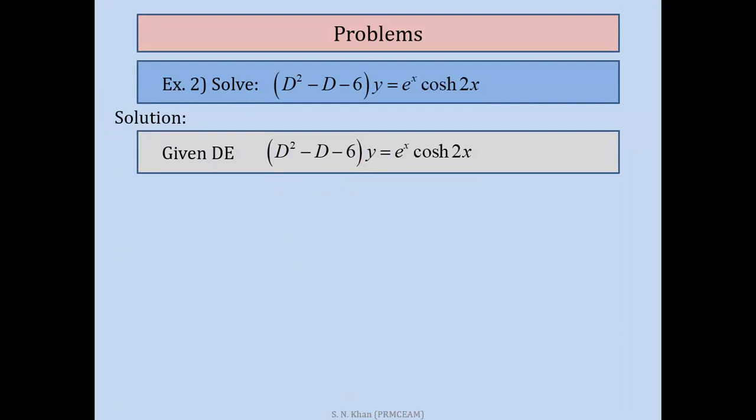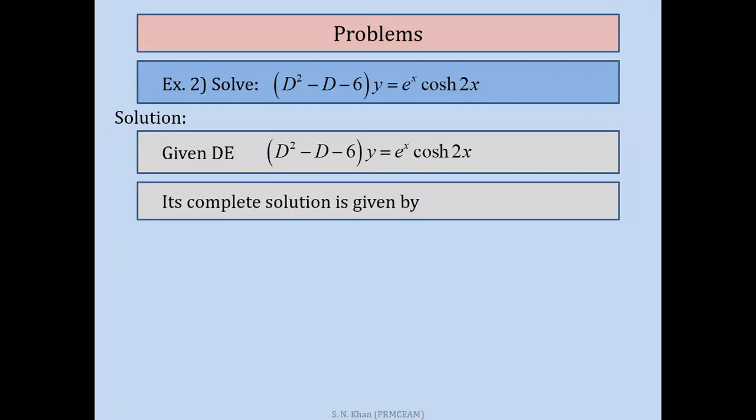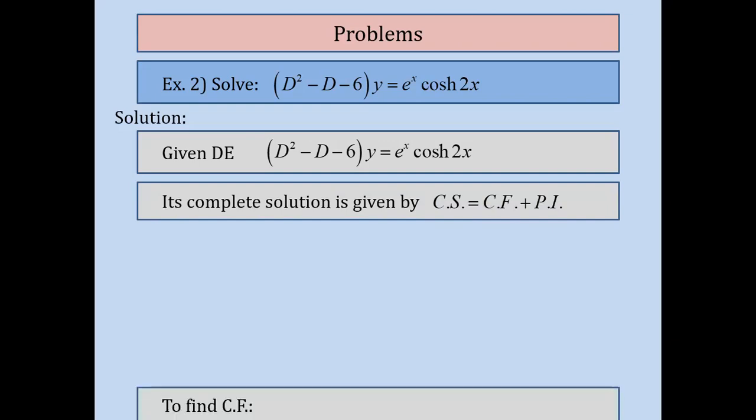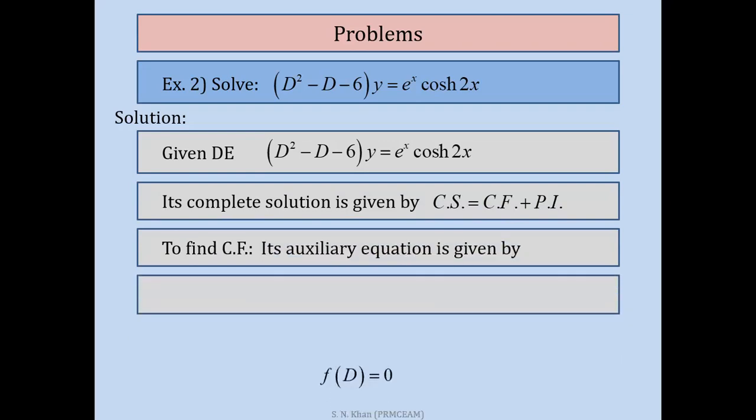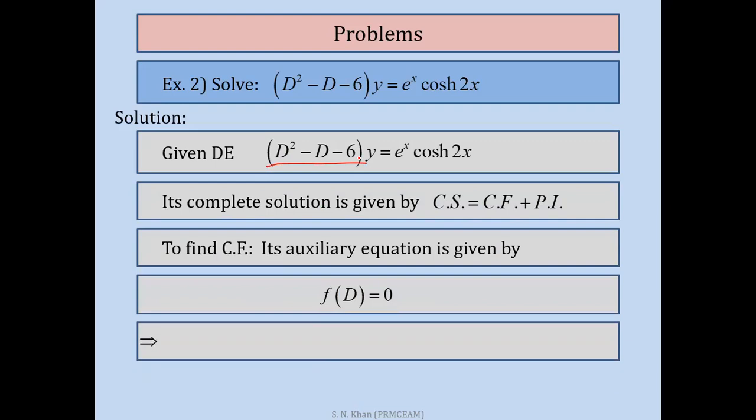Now, by default, it is in terms of operator d. So, starting ka jo simplification hai, wo to abhi karne ka kaam nahi. Already it is given in terms of operator d. Next, its complete solution is given by CS equal to CF plus PI. So first part we will calculate CF. And for finding CF, its auxiliary equation is given by f of d equals 0. And in this problem, value of f of d operator is d square minus d minus 6. So therefore, d square minus d minus 6 equal to 0.